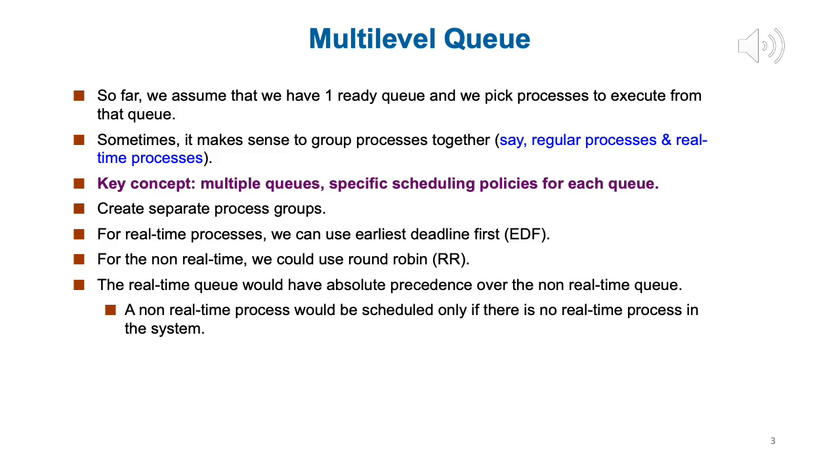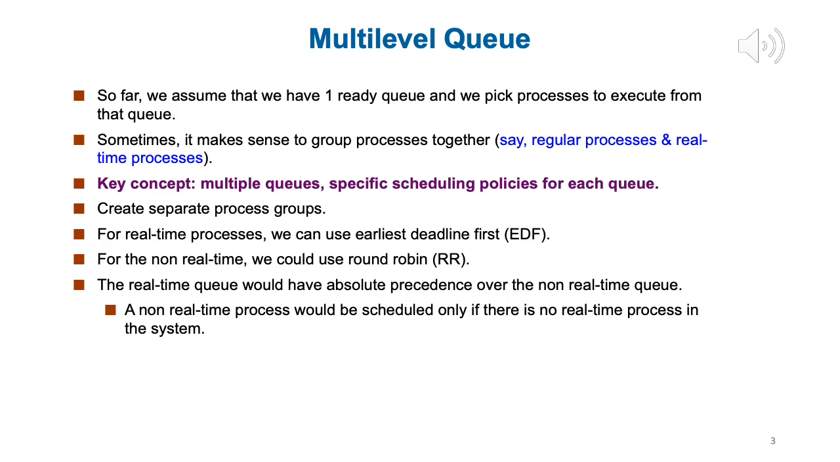So sometimes it makes sense to have different categories of processes. For example, if we have one system in which we are processing both regular processes and real-time processes, how do we distinguish between the two? For real time we have to meet the deadline, which is most important. For regular processes there is no deadline, but still we have to execute them quickly.